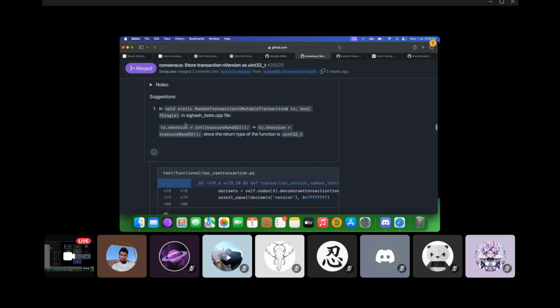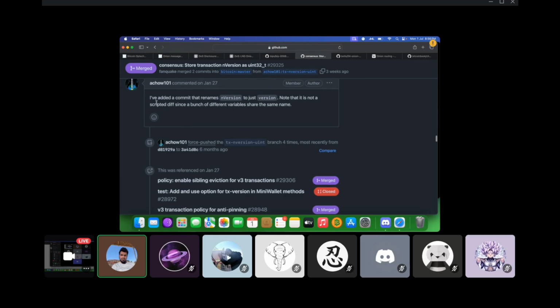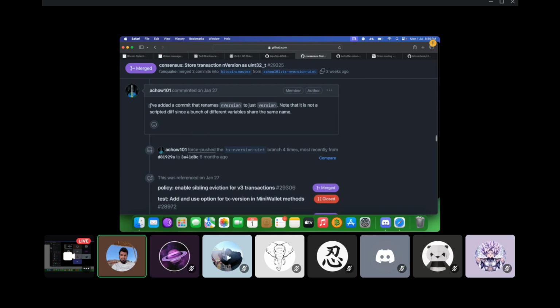Right. So yeah, see, this is how the person who opened this PR acknowledged it. I've added a commit that renames nVersion to just version. Note that it is not a scripted diff since a bunch of different variables share the same name. All right. So it was suggested that instead of referring to the version numbers of transactions as nVersion, we should refer to them as just version. It was acknowledged and the change was implemented.